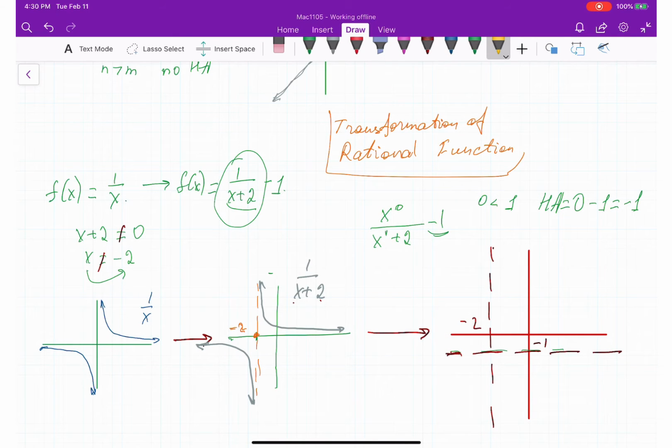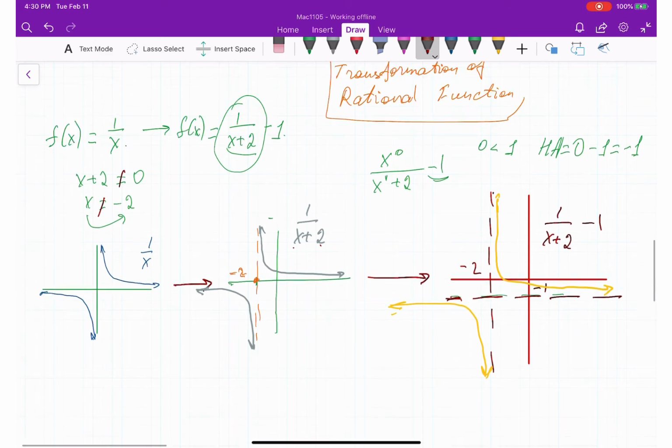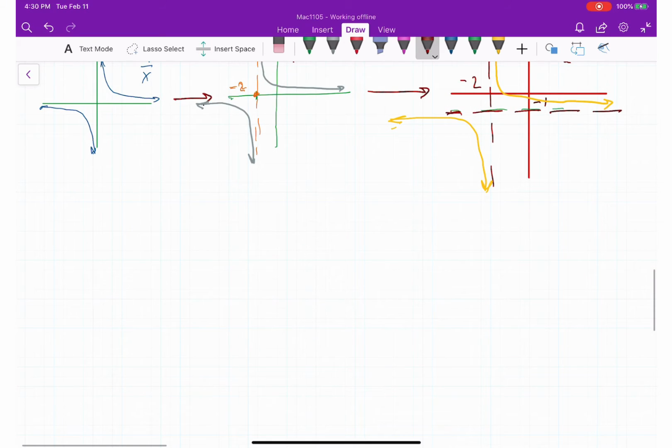It's gonna go from this vertical asymptote, from this graph to this graph, and it's gonna go from here to here. This is how it's gonna look. So this graph is 1 over x plus 2 minus 1. This is how we did the transformation. Next example.